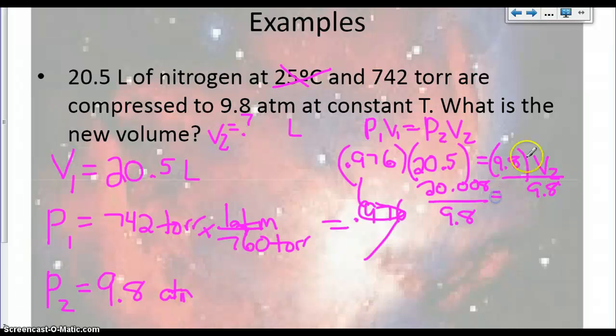Okay, so that cancels that. So we have 20.008 divided by 9.8 is V2. That gives us 2.04. Now we need to sig fig it, and we see that our lowest number of sig figs is 2. So we're going to get 2.0. Our unit, go back up here, volume, liters. So we got 2.0 liters. All right.